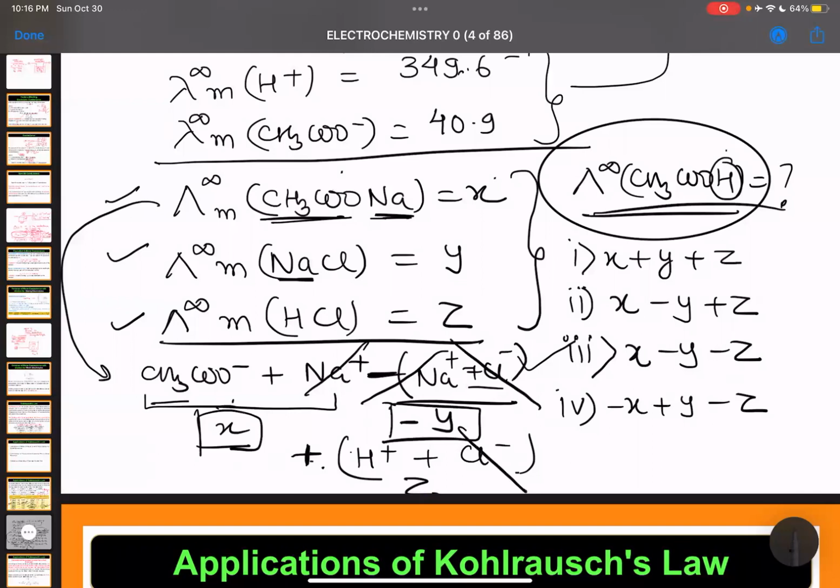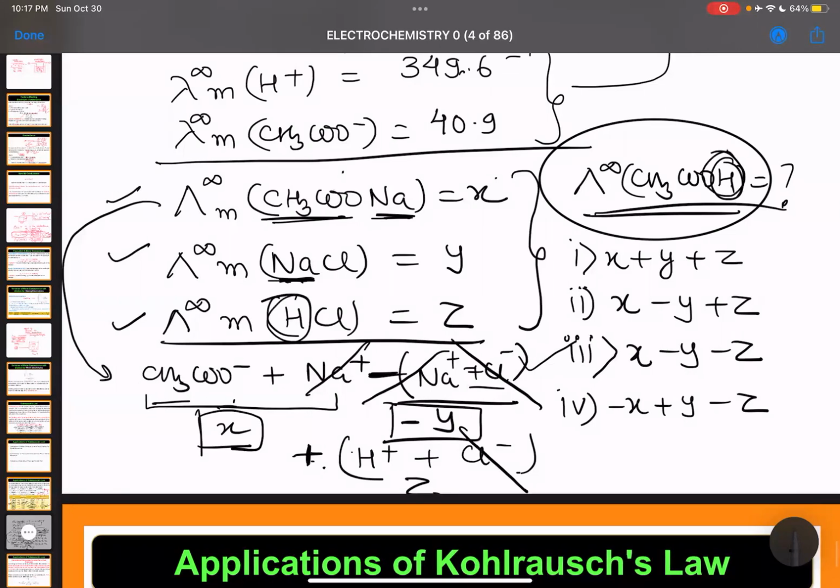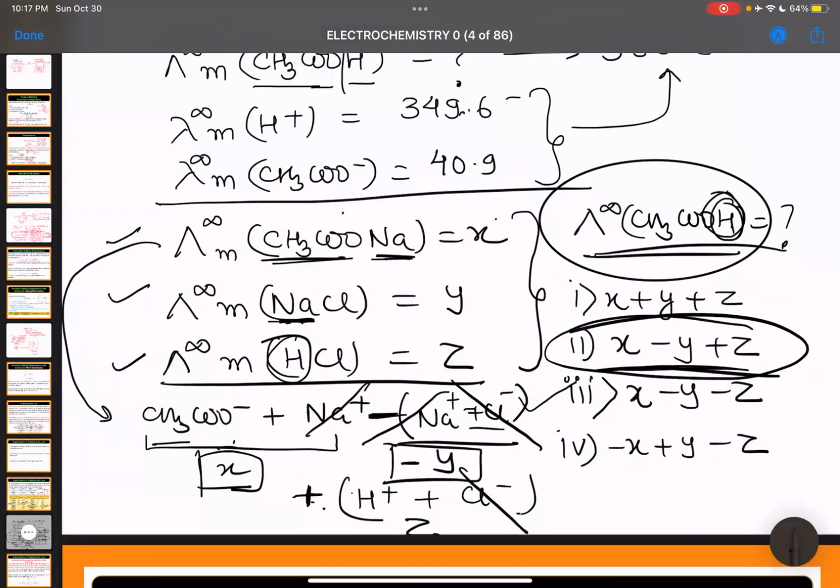So the final answer is going to be X minus Y, because you wanted to remove sodium. That's why you subtracted Y. But you need to add H plus because your final equation has H plus, so you need to add Z. So X minus Y plus Z is what you are going to do. I hope you understood this. So the second is the right answer. Any doubts in this?